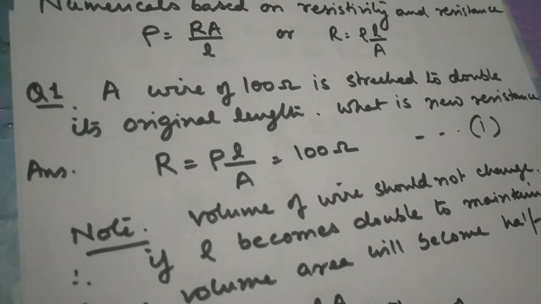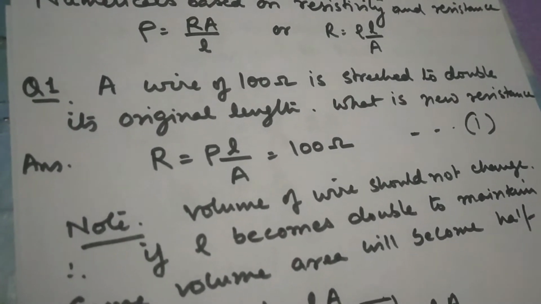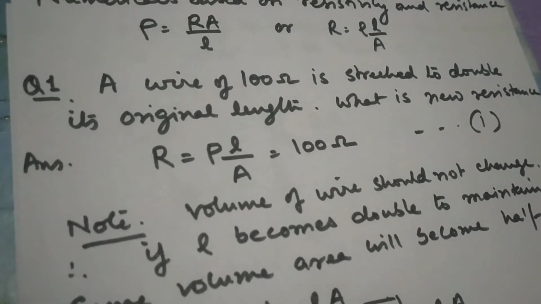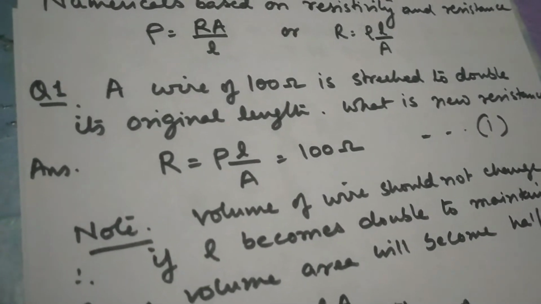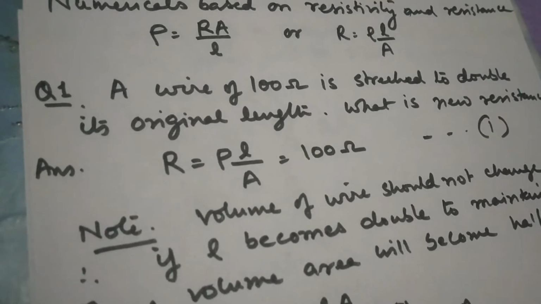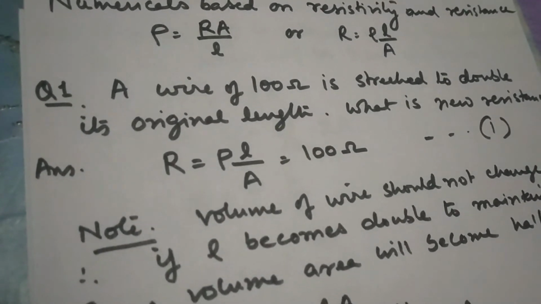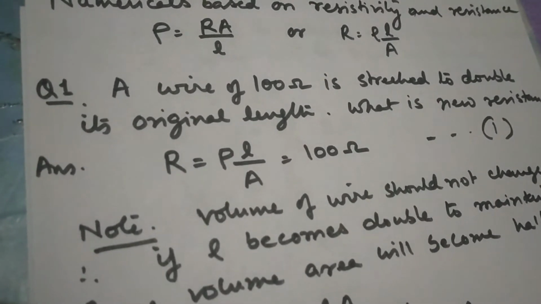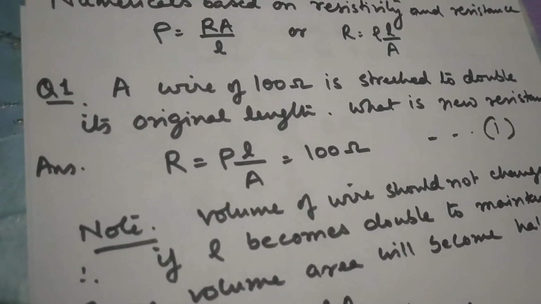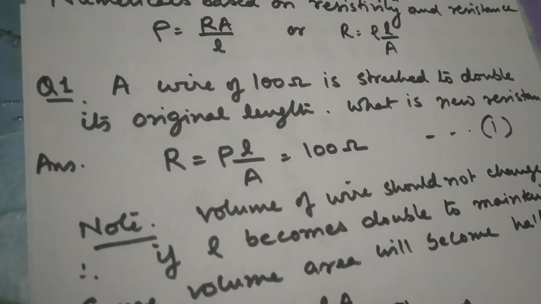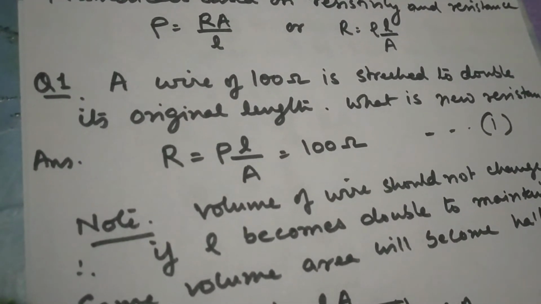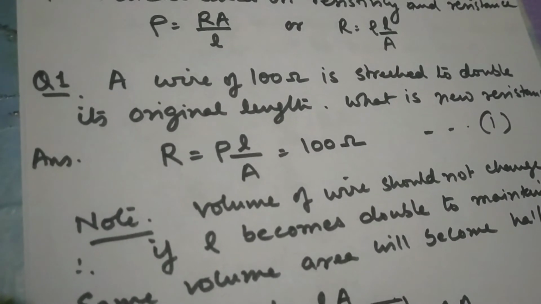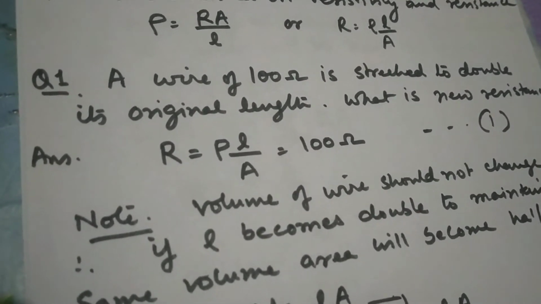Now in question number 1, a wire of 100 ohm is stretched to double its original length. What is the new resistance? Please understand, there is one wire whose resistance is given as 100 ohm. Now what we have done, we have stretched the wire to double its original length. So we have stretched it and made it 2L. Initially, for example, its length is L. So if you stretch it double, this length will become 2L. Now what is the new resistance?